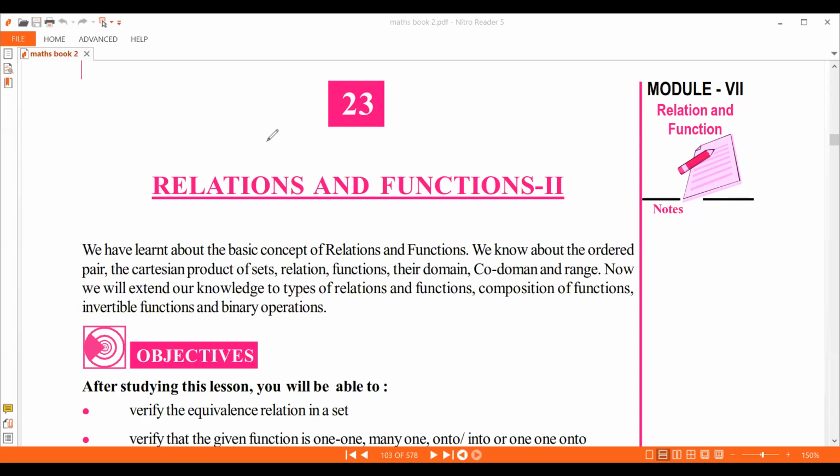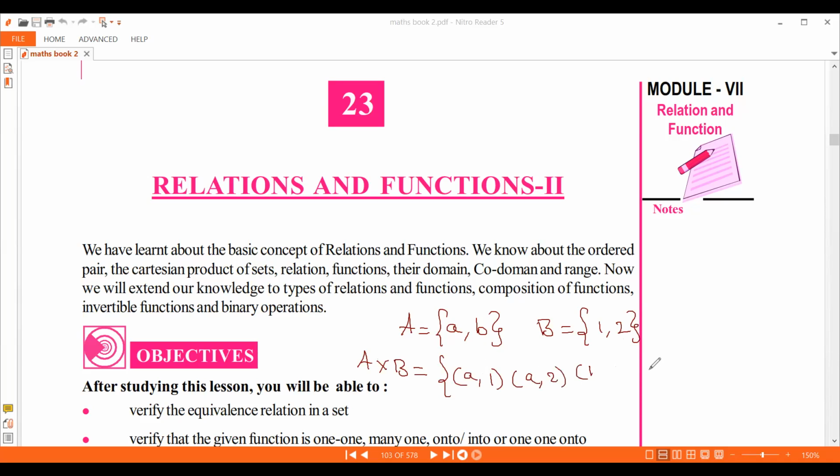You might have forgotten, but anyway, suppose you have a set A, B and there is another set, let us say 1, 2. Suppose I ask you to find A cross B, then it's very simple. You will write the ordered pairs A1, A2, B1, B2. This is how we write the ordered pairs.